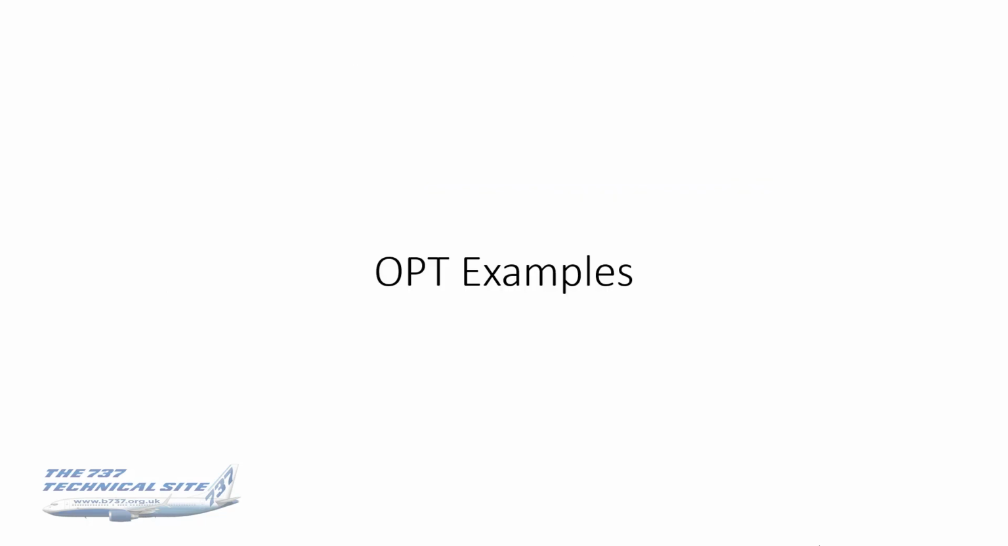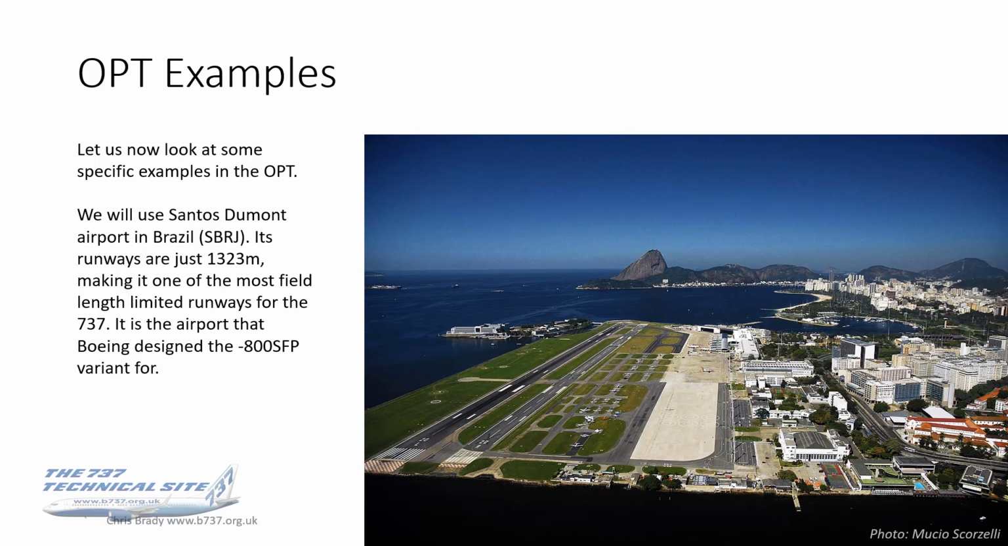Okay, so on to some OPT examples. The airfield I'm going to use for most of these is Santos Dumont Airport in Brazil. This has got very short runways of just over 1,300 meters. Makes it one of the most field length limited runways in the world for the 737, and is in fact the airport that Boeing designed the SFP variant for.